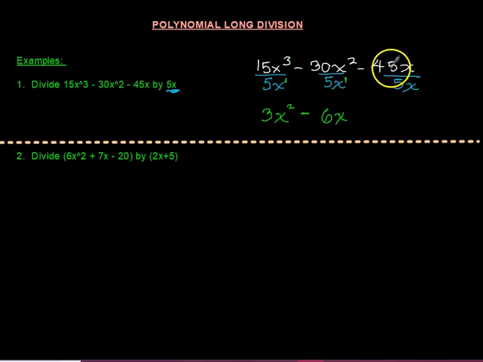And then last, drop down the minus sign. 45 divided by 5 is 9. And dividing the like bases, they each have a power of 1. 1 minus 1 is 0, so there is no x here. So this is your final answer when dividing.